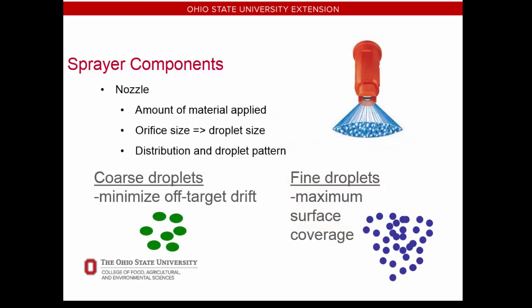The nozzle largely determines the amount of product that's applied and the droplet size classification produced. In addition, the nozzle determines the pattern. Different patterns like flat fan, hollow cone, or solid cone are used to target different pests. Back to drift again. If you want to use a low drift application, select a coarse or medium spray. Nozzles and pressure determine droplet size.